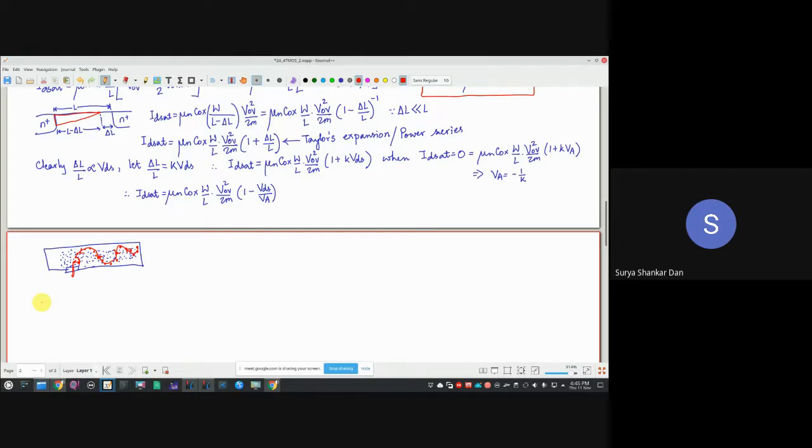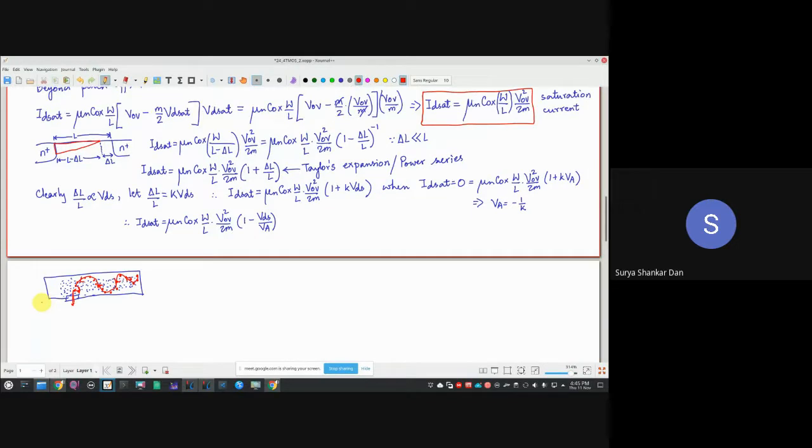Now, in the case of electrons, what happens? Notice that one of you said that the depletion region is more, so the field will be more. In fact, that is correct. But the only difference, what you missed to say, is that this N plus region is full of electrons. And this is also having a few electrons over here.